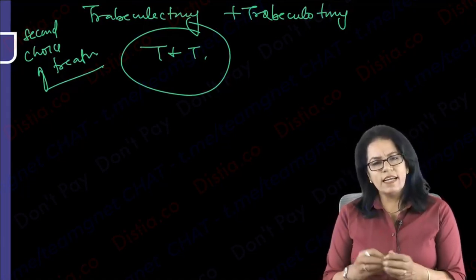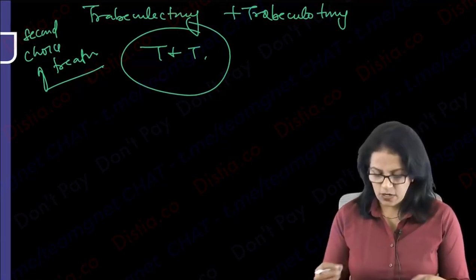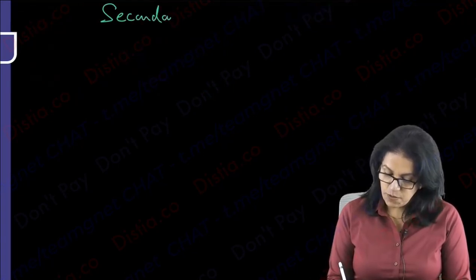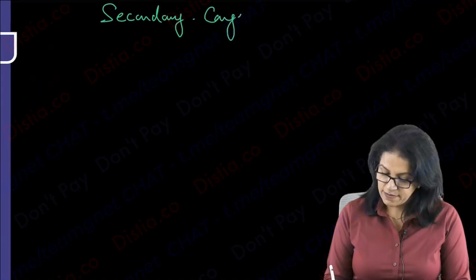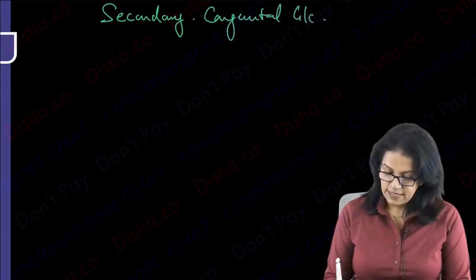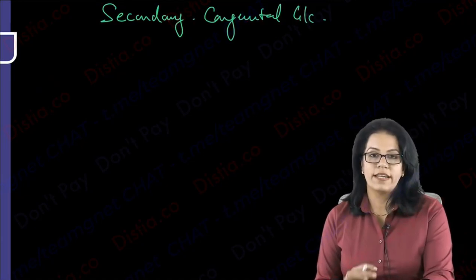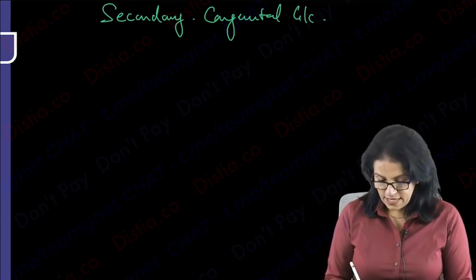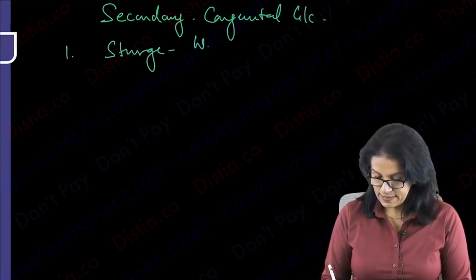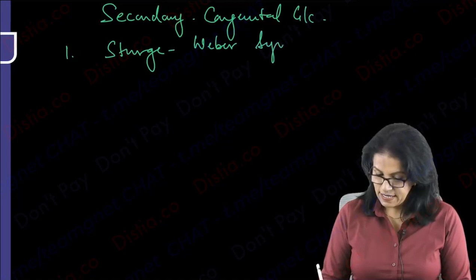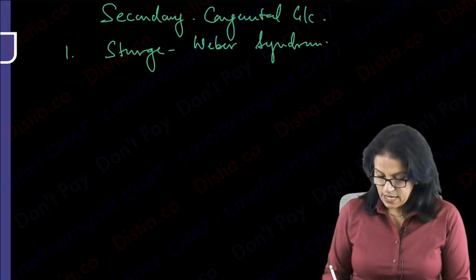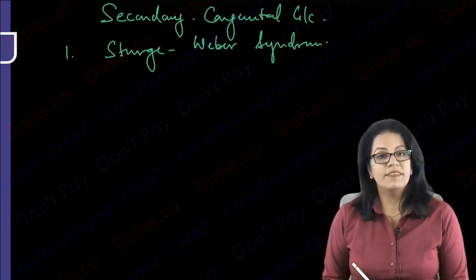So that was about the treatment. Okay. So lastly, a little bit of an idea about secondary congenital glaucomas. What can be the causes? Some important ones that you should know about secondary congenital glaucoma. So first important cause, write down phacomatosis, that is neurocutaneous syndromes. Sturge-Weber, right? So one is Sturge-Weber syndrome. Do you all remember Sturge-Weber?